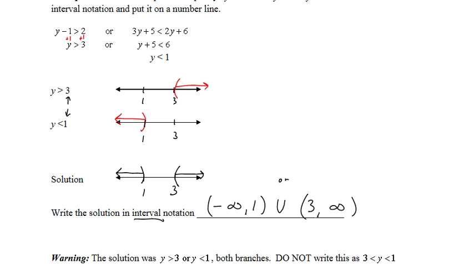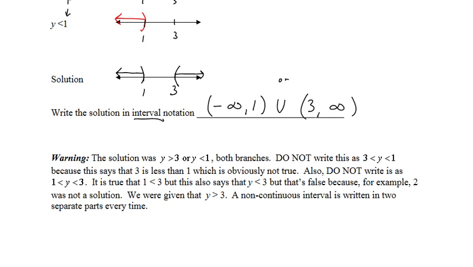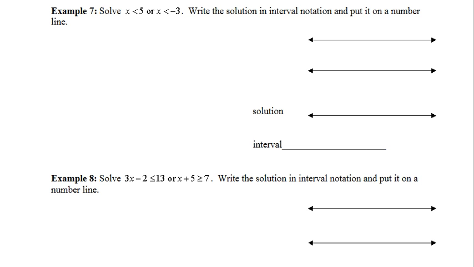Let's try another one here. Example 7. Where are all numbers less than 5? Well, that one's already solved for you, so all we need to do is graph it. Or all the numbers less than negative 3. So I'm dealing with a 5 and a negative 3. So my negative 3 would be to the left, my 5 would be to the right. So I want all numbers less than 5, or all numbers less than -3, or both.